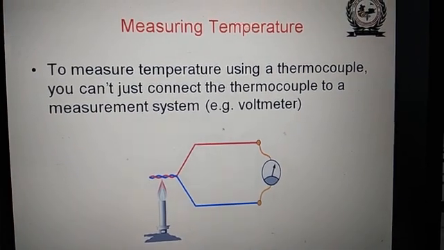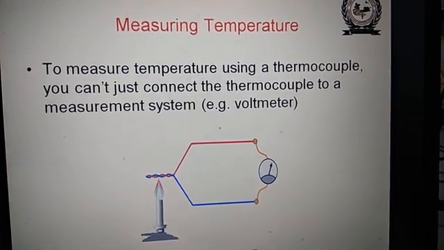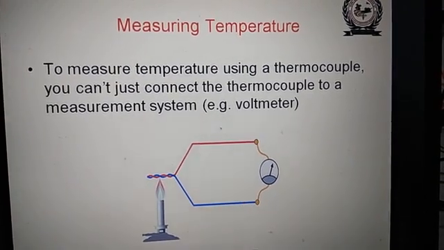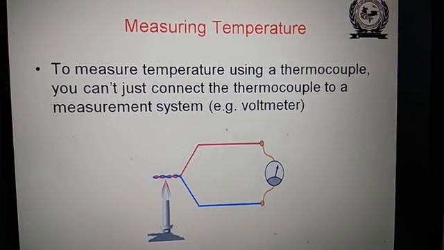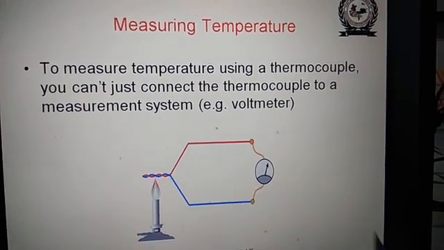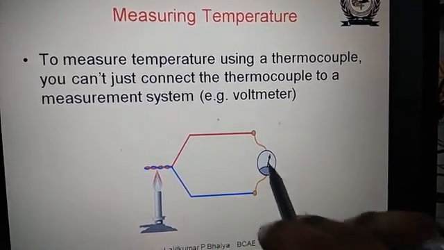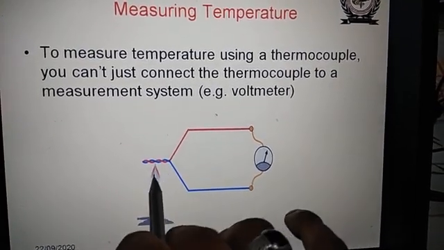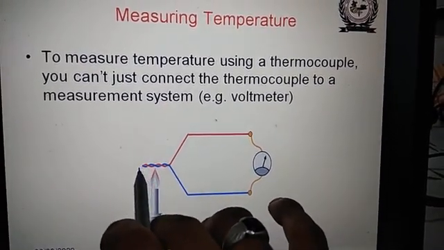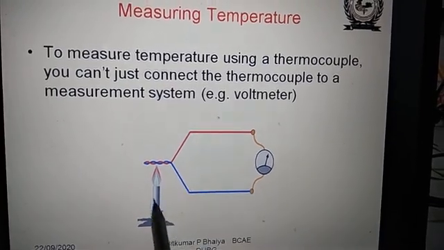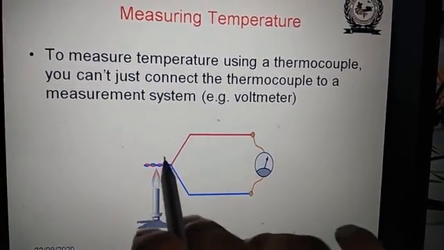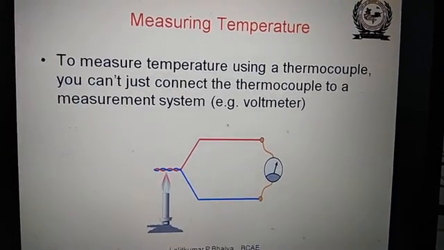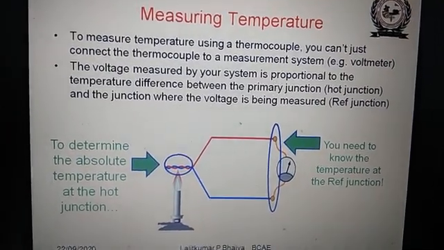To measure temperature using a thermocouple, you can't just connect the thermocouple to a measurement system, for example a voltmeter. Just by connecting the voltmeter, it is not possible to measure. You have to use this junction of the thermocouple tip at which we can measure the temperature, but we cannot connect the voltmeter directly. So we require certain circuitry.